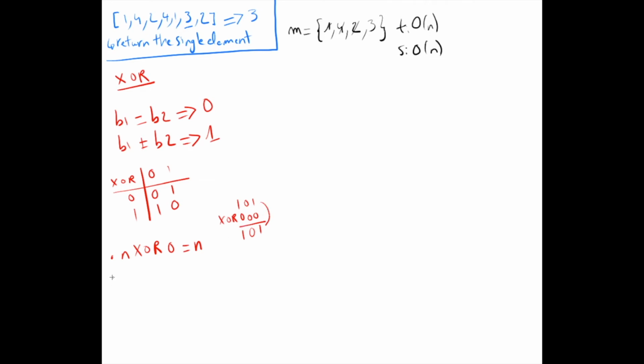The second interesting property is the following. If we do n XOR n, it always returns 0. Let's see why. If we do 101 XOR 101, 1 and 1 the bits are the same, so 0, 0 and 0, 0, 1 and 1, 0. So it's pretty much obvious because every single time we are going to apply the two same bits, and we have said that if the bits are the same, it returns 0. So overall, n XOR n is equal to 0.